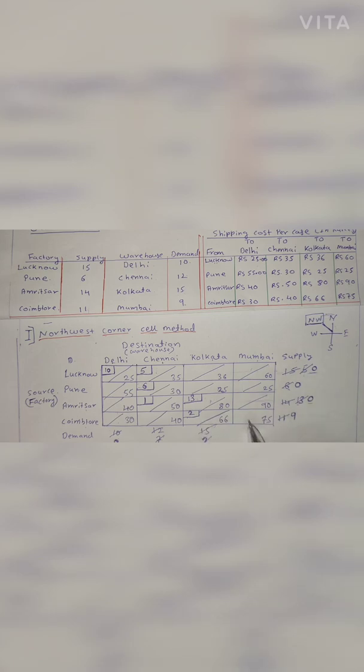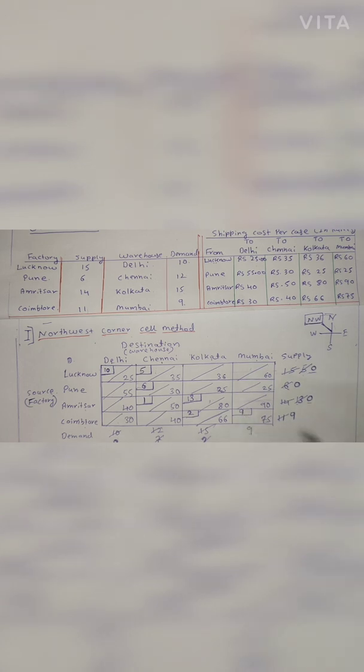Now only the last one cell remains. So there you'll draw a box, and what is remaining? 9 in the supply, 9 in demand. So both are the same value. We'll write 9 over here and this becomes 0. 9 minus 9, 0. And then we eliminate this.